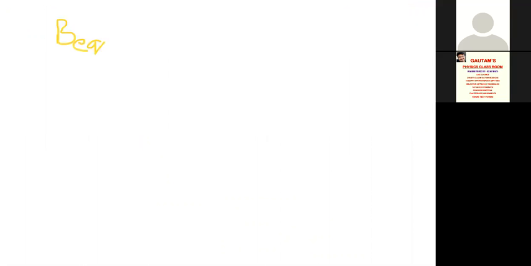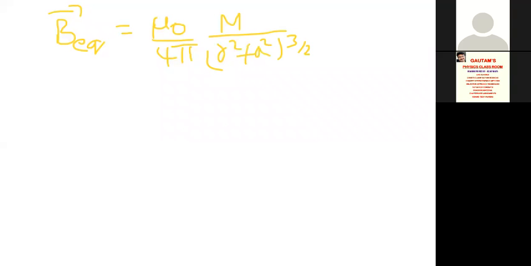expression. What I got finally, I am writing that one. B equatorial is mu naught by 4 pi, m by (r square plus a square) whole power 3 by 2, into minus m cap. Minus m cap is the direction. This is the expression I got.